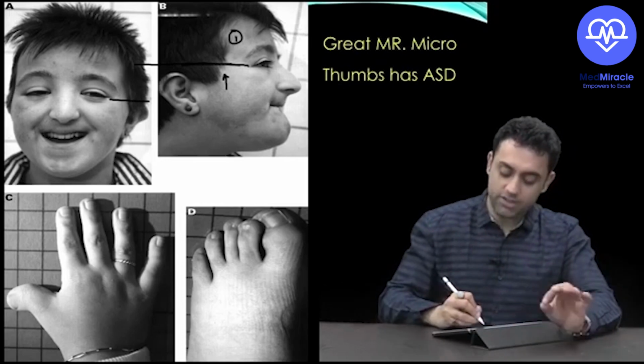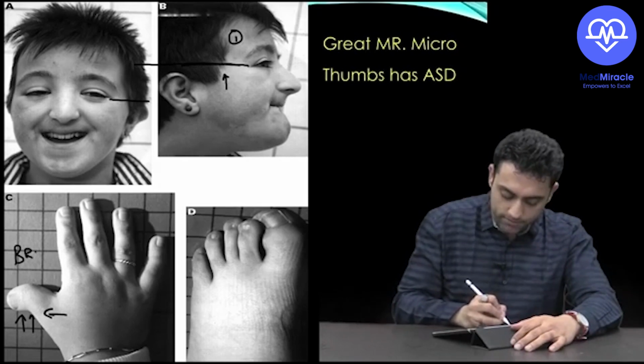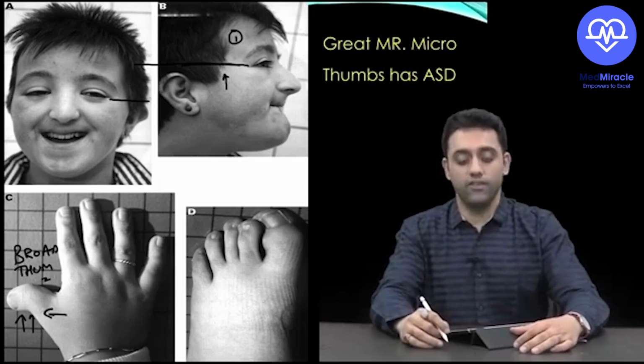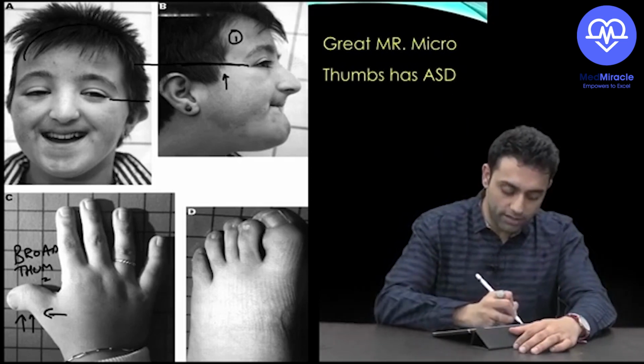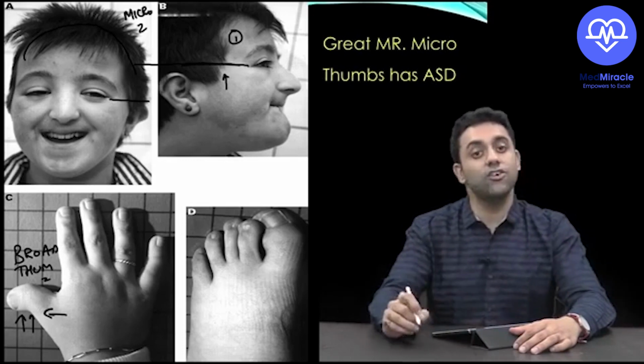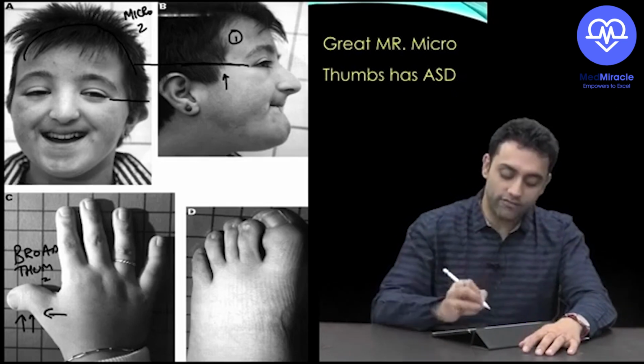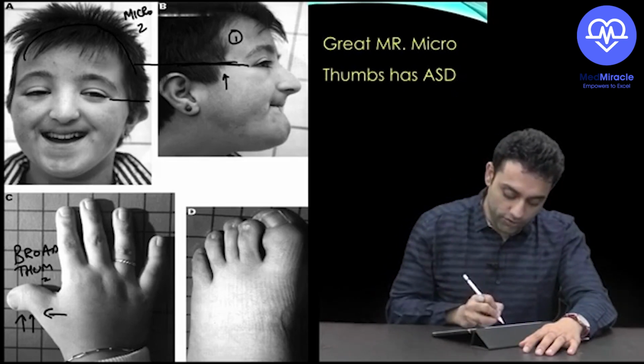Point number 2, any special point can you see in this video? Can you see this one? What is this? Can you see broad thumbs? Broad thumb, yes or no? And what are we studying most importantly? Can you see microcephaly? Because we are studying the causes of microcephaly, yes or no? Very good. So we saw microcephaly, we saw low set ears, we saw broad thumb.